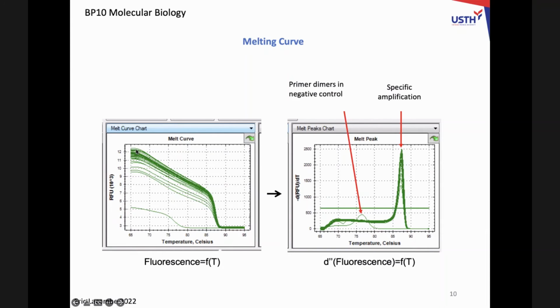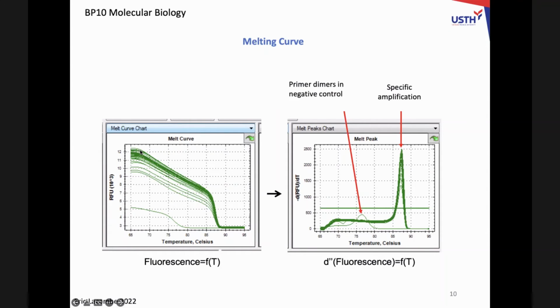There are plenty of curves on top of each other, but if you take only one curve, can you explain this? So at the beginning we have double-stranded DNA. All the CyberGreen is directly linked to the double-stranded DNA because the temperature is around 65. So we have double-stranded DNA, very highly fluorescent.